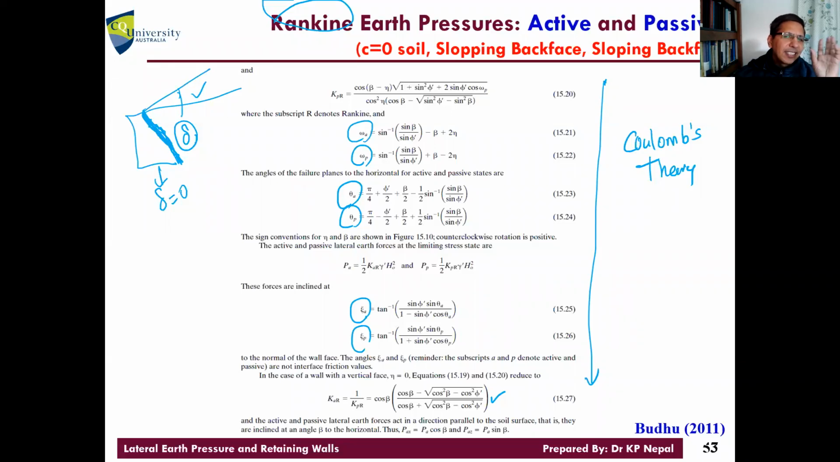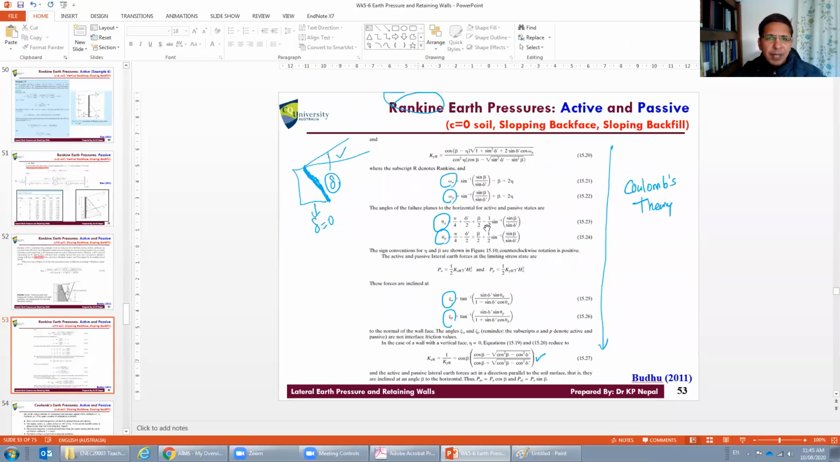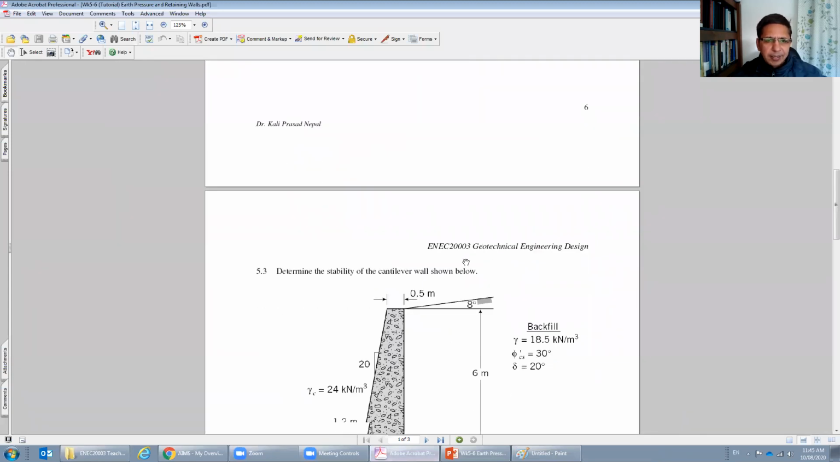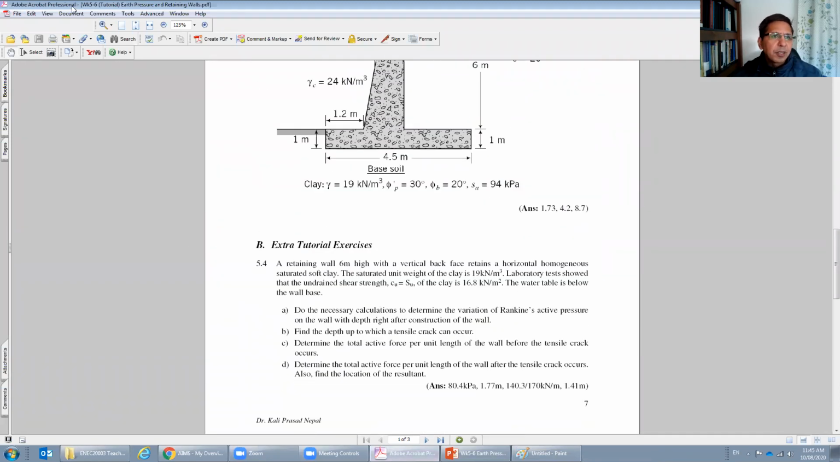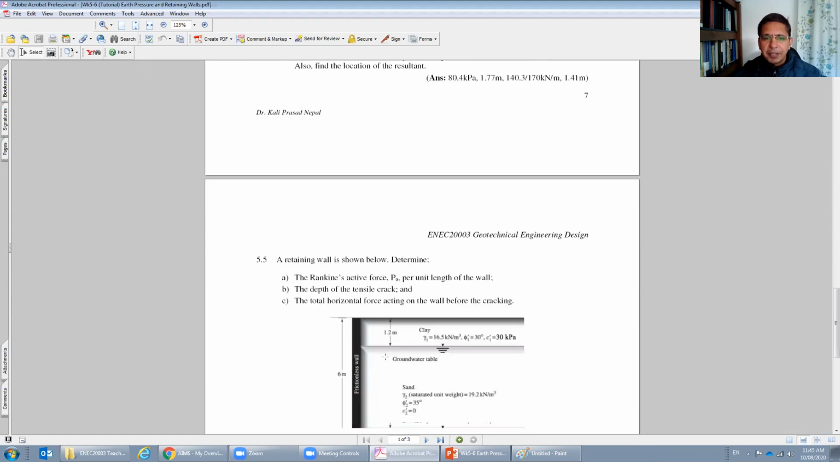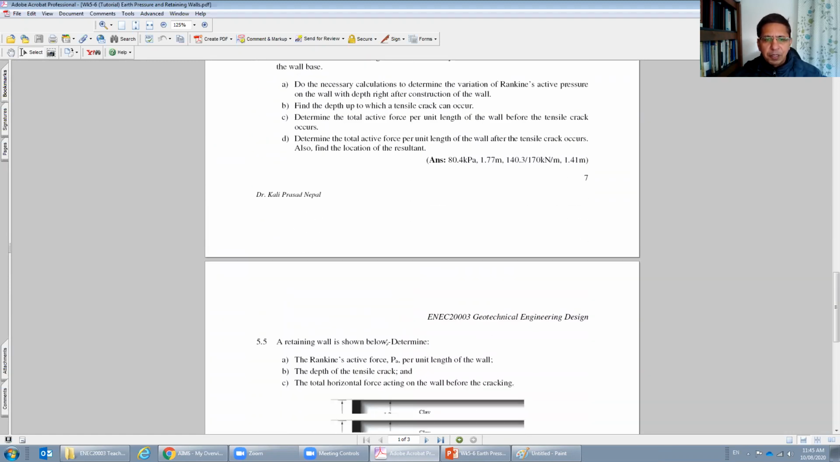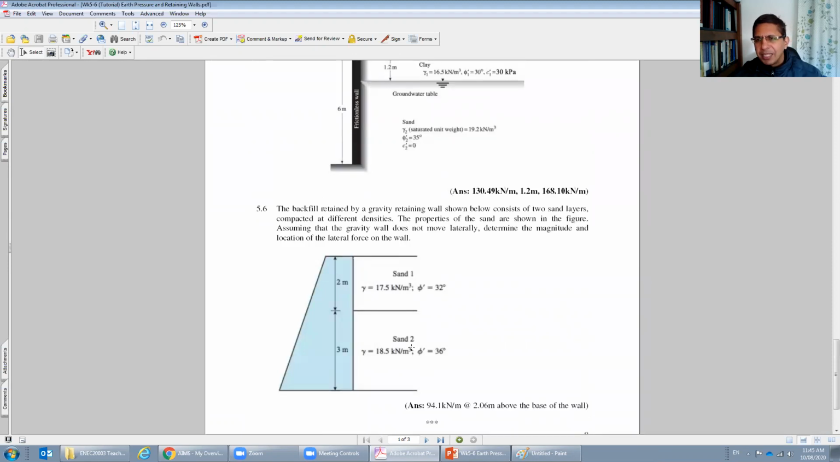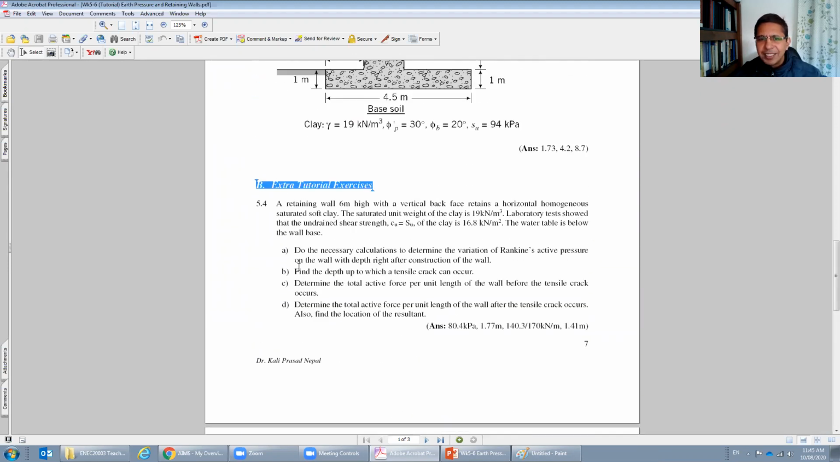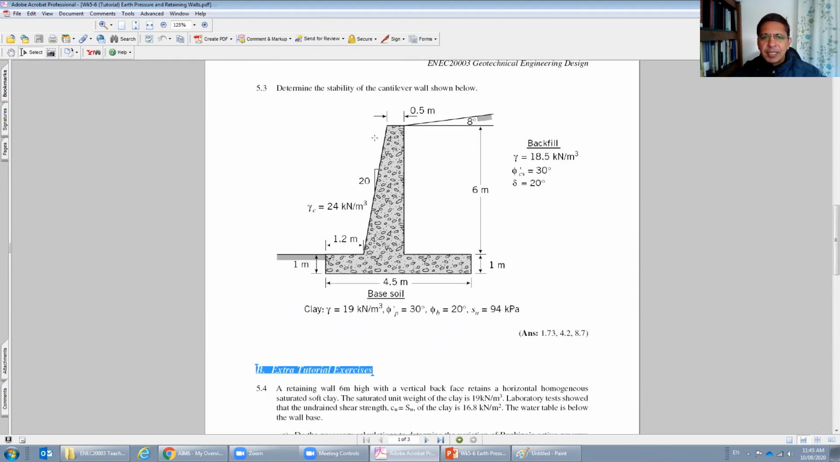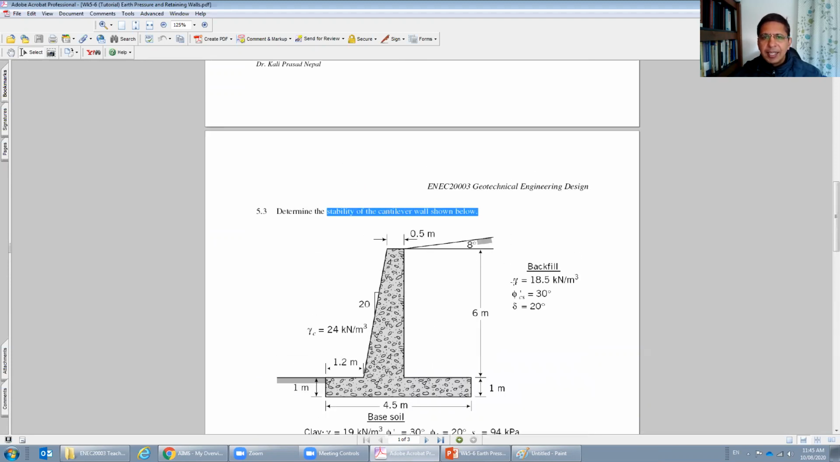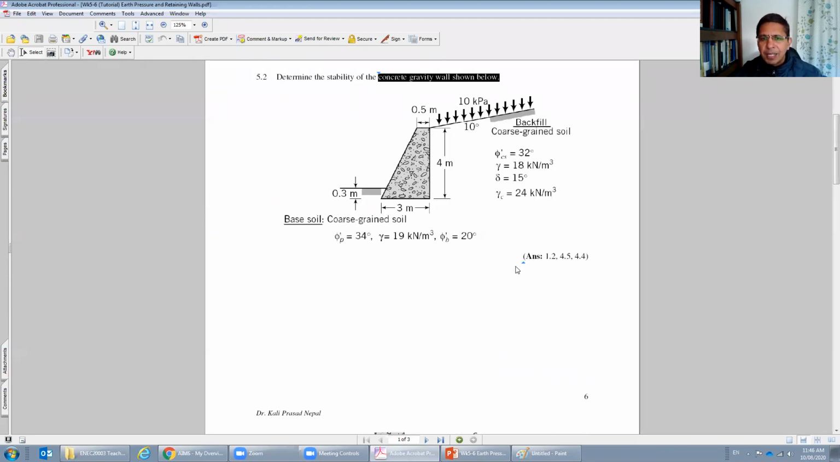So could you please, guys, look at these tutorial problems and also practice the tutorial problems. Can you practice at least these extra tutorial questions, all of them? Because these are all related to the Rankine's theory, right? All 5.4, 5.5, 5.6. We did many and we have solved already, right? Just a few, try again. But this is stability of wall, and this is another stability of wall. This is the complex one.